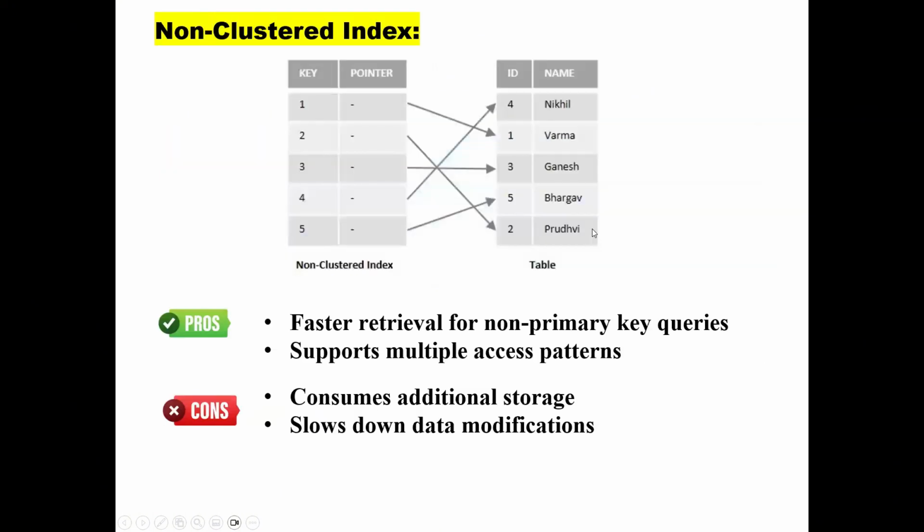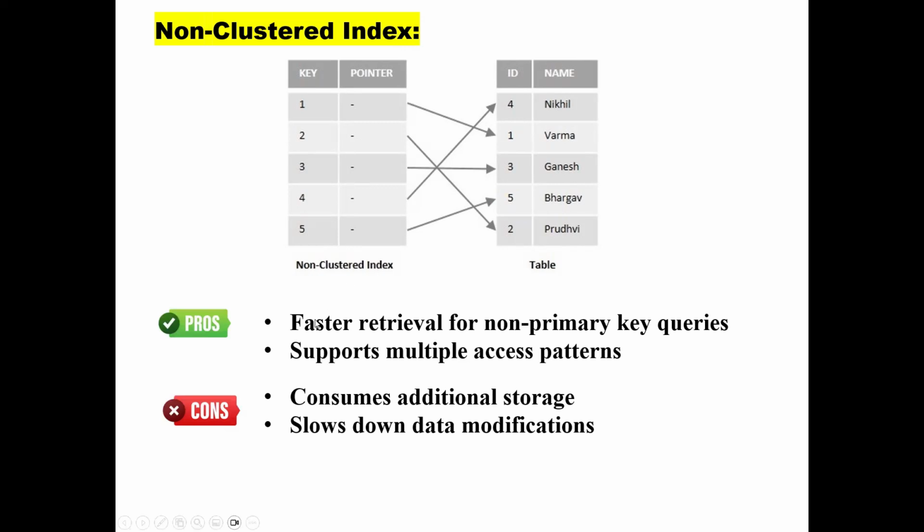Now let's move on to non-clustered index. A non-clustered index creates a separate structure that points to the actual data rows. Unlike clustered indexes, it does not change the physical order of data. You can have multiple non-clustered indexes on a single table, allowing you to optimize queries on different columns. Each non-clustered index contains the index columns and a pointer or row locator to the actual data row, which may be a row ID, primary key, or clustered index key.